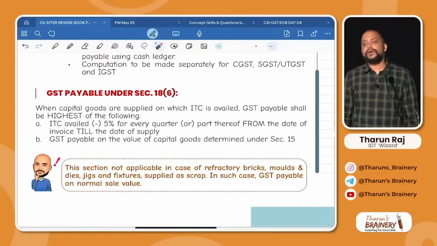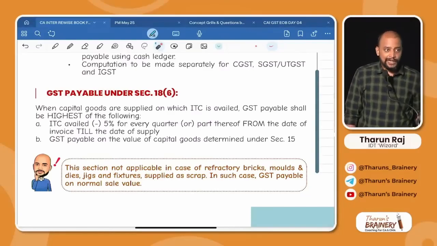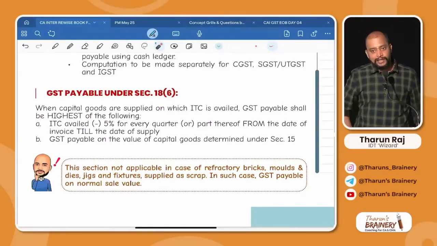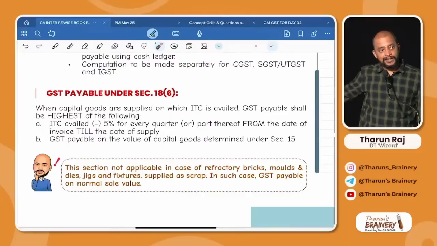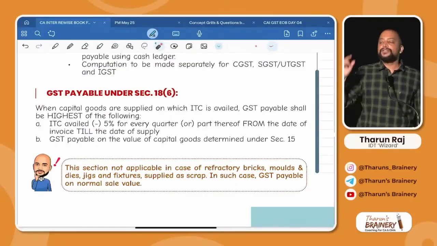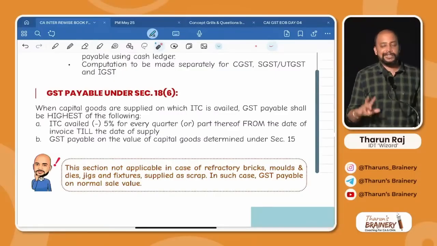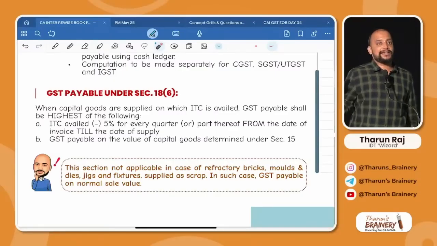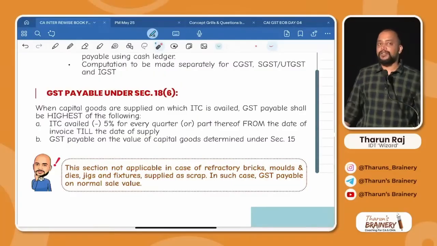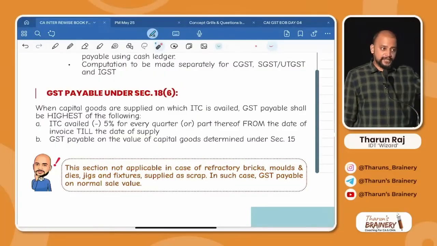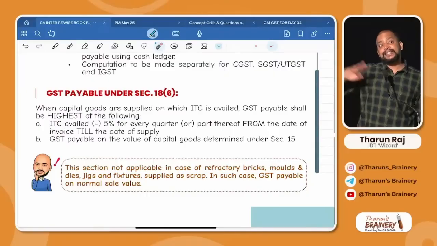Calendar quarter. Calendar quarter means January to March is one quarter, April to June is one quarter, July to September is one quarter, then October to December is one quarter, like that. So in that calendar quarter, if any one day falls, you count it as a full quarter. That is this: for every quarter or part thereof. From which date to which date? From the date of invoice or purchase till the date of sale.